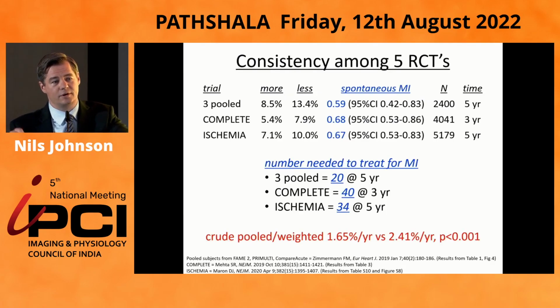That stands in stark contrast to what we can achieve with spontaneous myocardial infarction, heart attacks, right? Looking at these 5 randomized trials, over 11,000 patients, we can see a significant reduction in MI when we revascularize lesions. It's not a high rate of MI, maybe 2.5% a year of unrevascularized lesions progress to MI, and PCI decreases that by maybe a third, and you can see the numbers needed to treat are somewhere between 20 and 40 patients over the next 3 to 5 years.